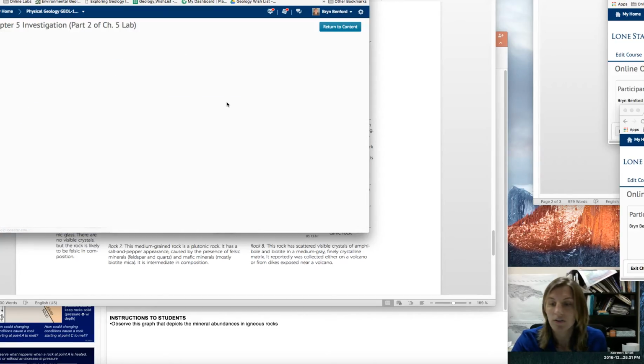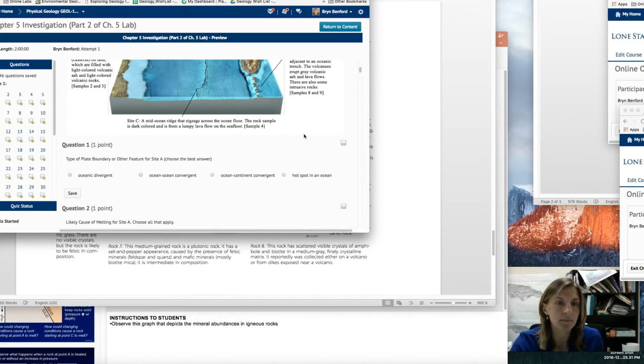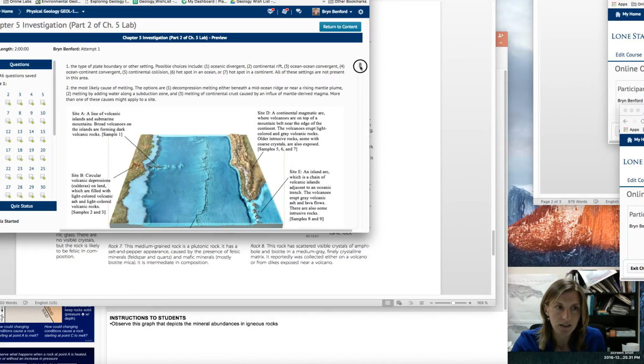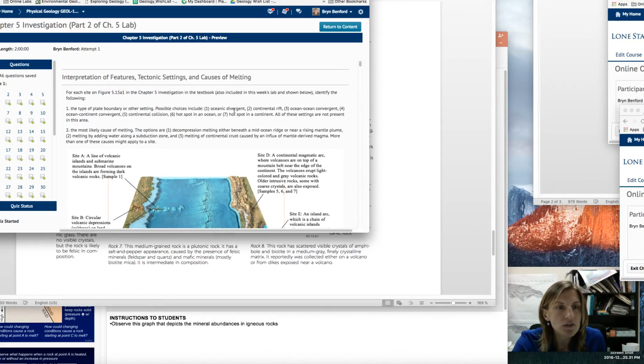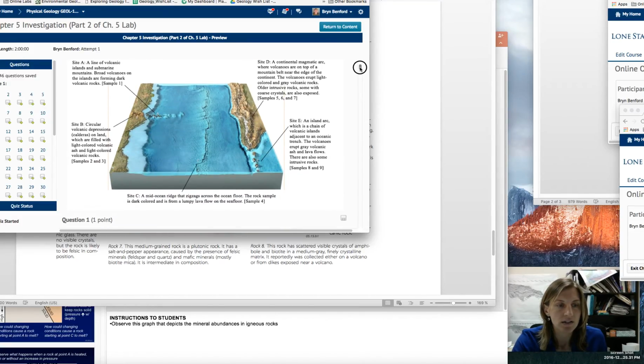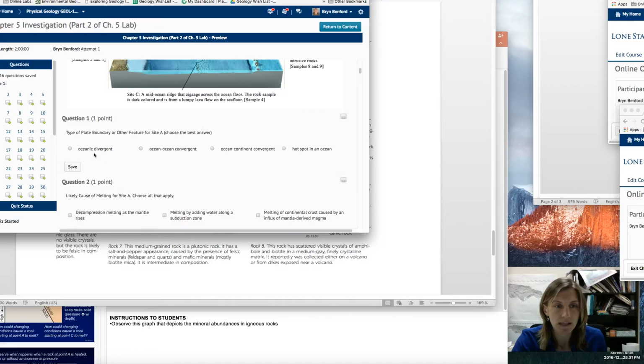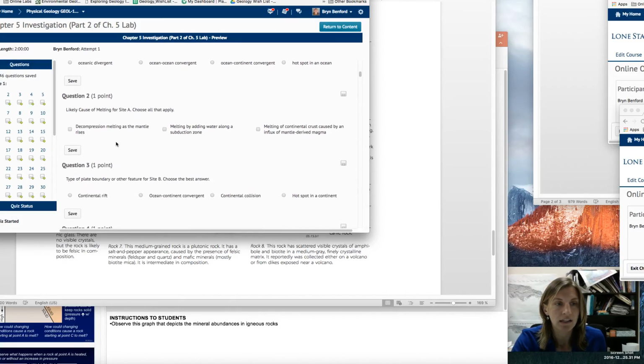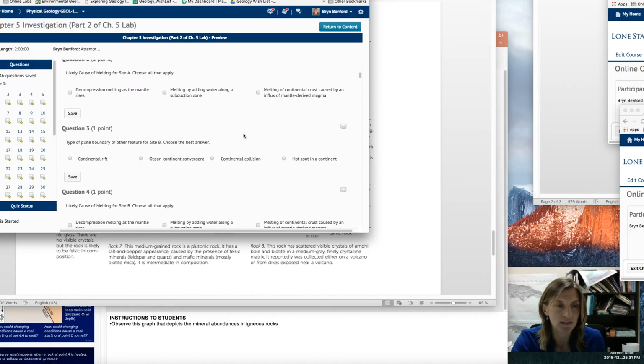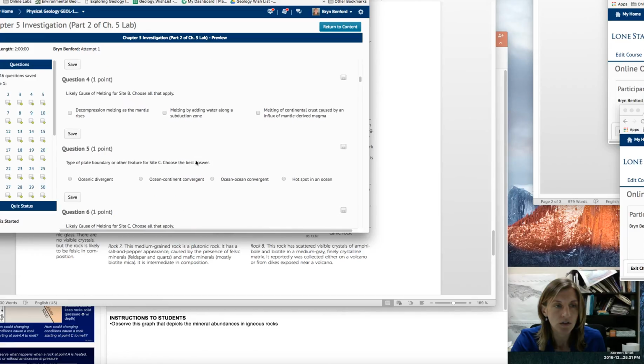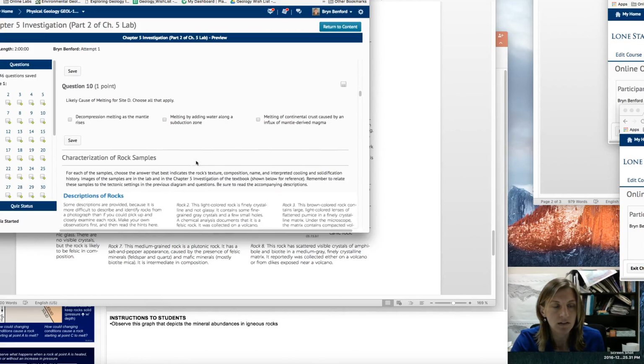So the quiz will start. You have unlimited time, so don't worry about time. I put the diagrams on here mainly just to remind you. So make sure you read, this is what your goals are with this section, okay? So here's the picture, and then this is basically just the chart broken down. So, type of plate boundary or other feature for site A. You would answer that. And then likely cause of melting for site A. So check all that you think applies to that situation. And then you just work through that. And this first part is all that first table.